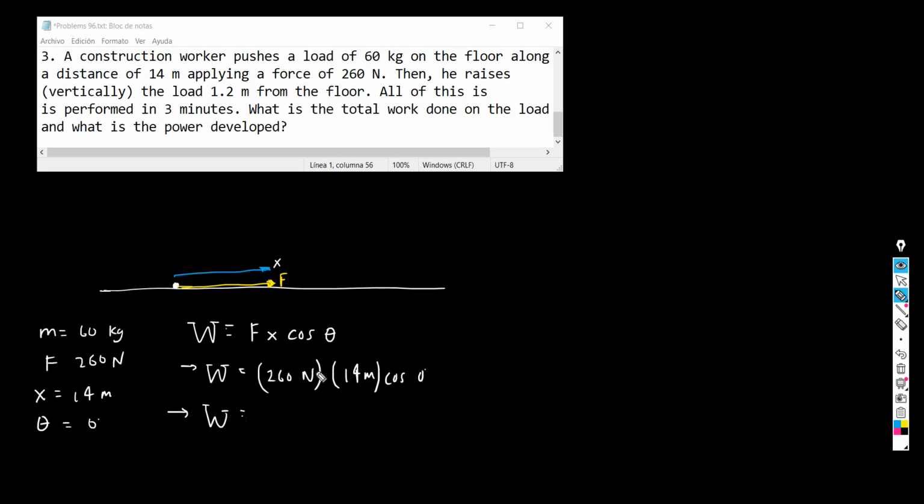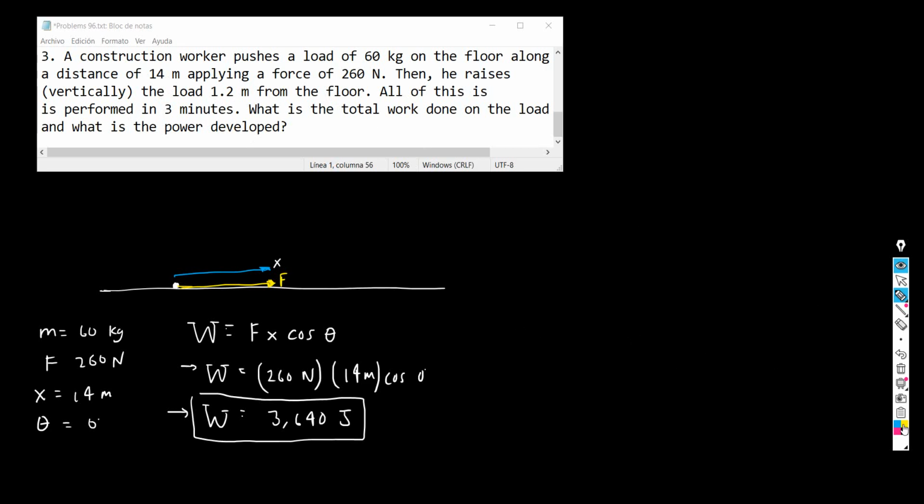So let's calculate this expression, and we are gonna get 3,640 joules. So this is the amount of work done in this first step of the problem. Okay, then, like I said before, we have a second part of the problem, because after this worker has done this, then he's gonna raise the load 1.2 meters from the floor.